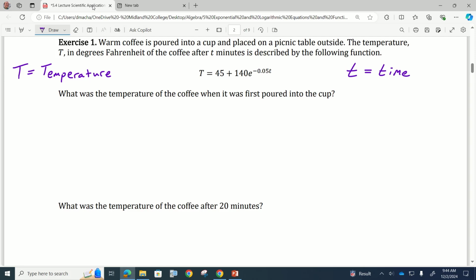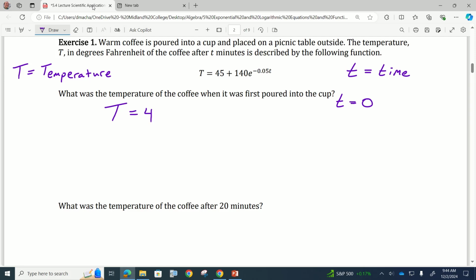The first question says, what was the temperature of the coffee when it was first poured into the cup? So I'm looking for temperature. I'm looking for capital T. And based on this function, it seems like I should be given what is lowercase t? 0. If I just poured the coffee into the cup, 0 minutes have passed.